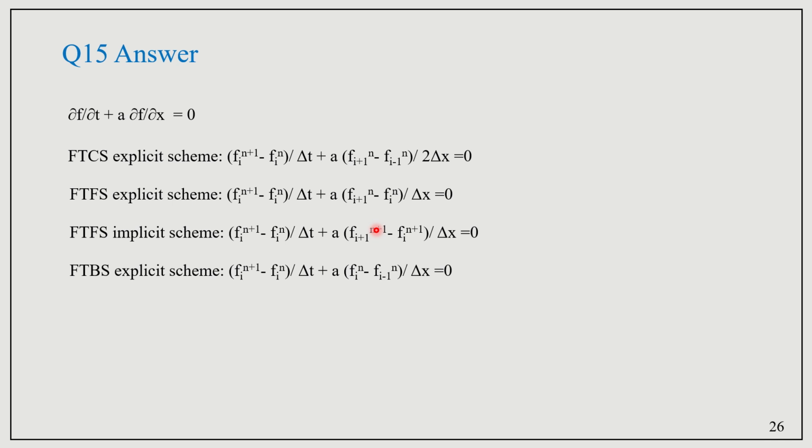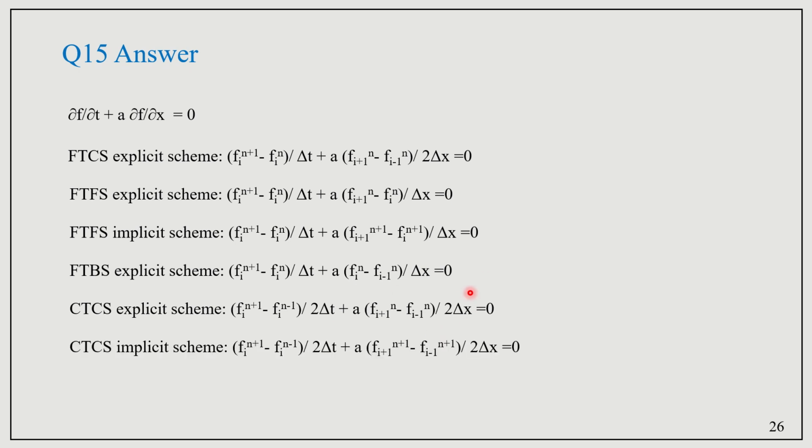And FTBS explicit scheme, this is what I have been talking about, ith time step minus I minus 1th time step. And central time, central space, we have Fi at n plus 1 minus Fi at n minus 1 divided by 2 times delta t plus central spacing a into f at I plus 1 minus f at I minus 1 at nth time step divided by 2 times delta x. CTCS explicit, and that is CTCS implicit, where we are using the n plus 1th time step.